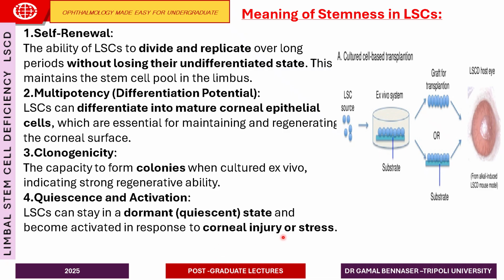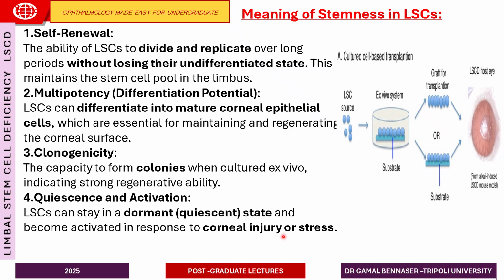Now, after understanding the role of the limbal stem cells in maintaining the corneal homeostasis, acting as a barrier between the conjunctival and corneal epithelium, and its role in the healing process of any corneal damage, the power that provides these cells the ability to maintain all these functions and the corneal homeostasis is known as the stemness of the limbal stem cells.